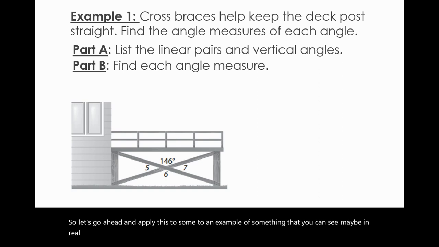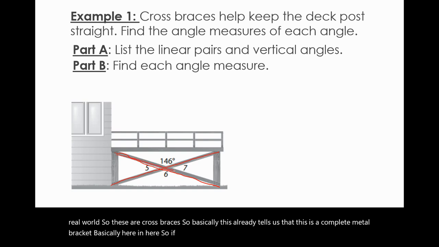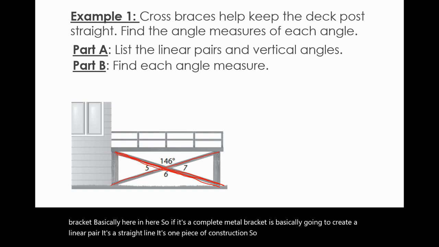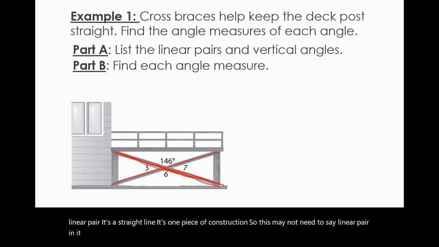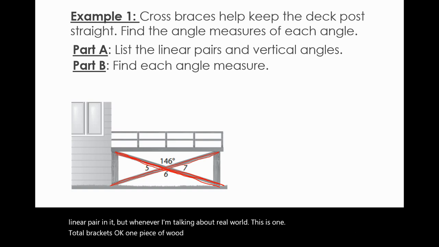So these are cross braces. Basically this already tells us that this is a complete metal bracket, here and here. If it's a complete metal bracket, it is going to create a linear pair. It's a straight line. It's one piece of construction. So this may not need to say linear pair in it, but whenever I'm talking about the real world, this is one total bracket, okay? One piece of wood, in this case, one piece of metal. So part A is to list the linear pairs and the vertical angles.